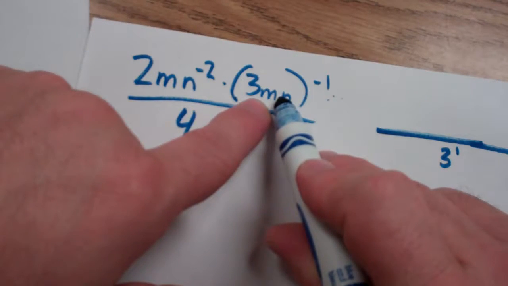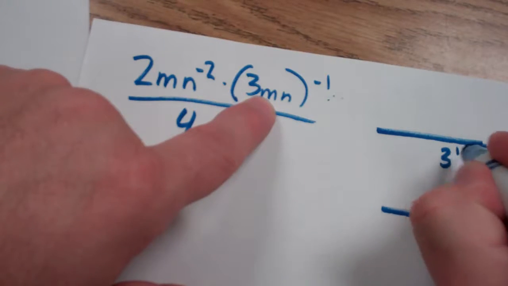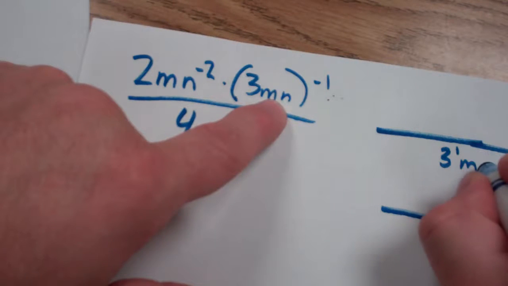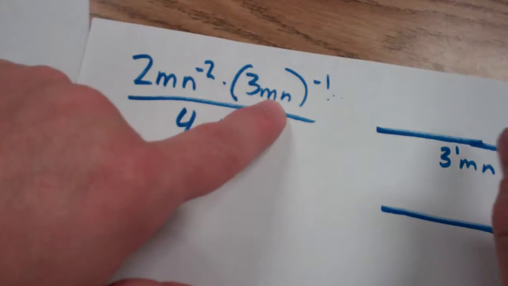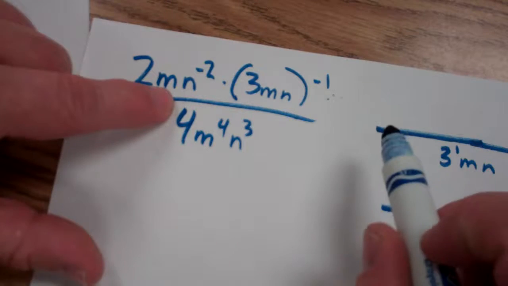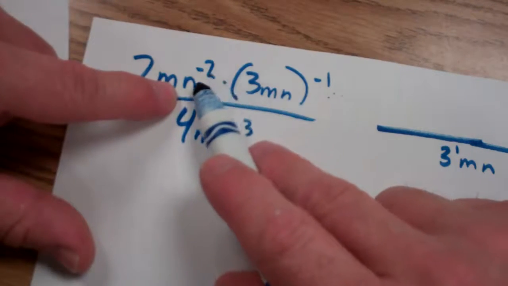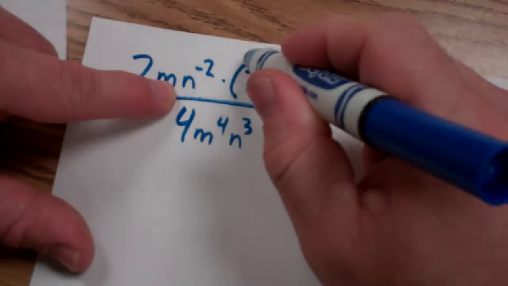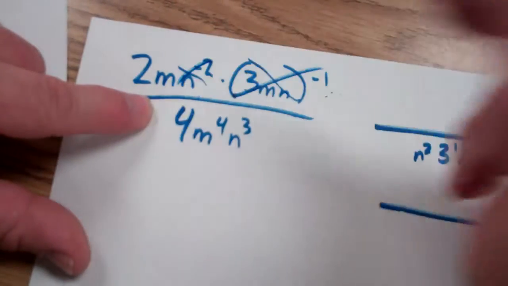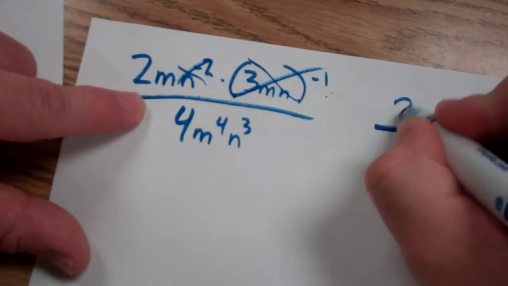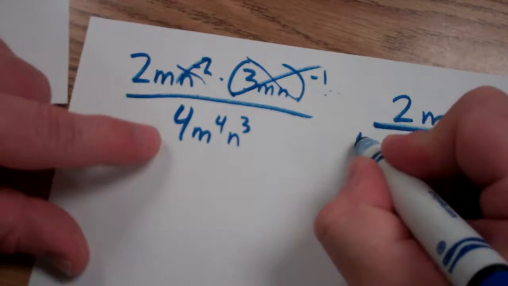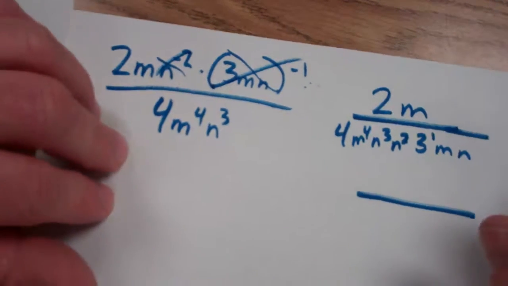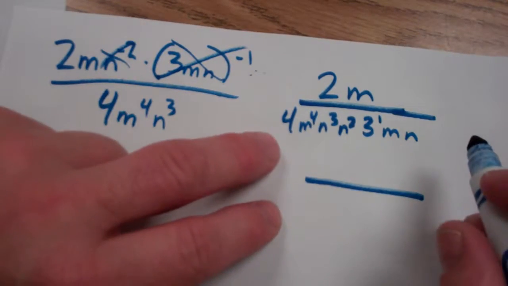M to the -1st. So once again, I'm going to write it on the bottom. I don't really need the 1. It's an understood first power. N to the -1st, so I'm going to write it on the bottom as a positive power. Now I'm going to start moving other things that have negative powers. This n to the -2nd goes to the bottom as an n to the 2nd. So I've taken care of that. I still on the top have a 2 and an m. On the bottom I have a 4 and an m to the 4th and an n to the 3rd as well. So let me combine all of this stuff now.